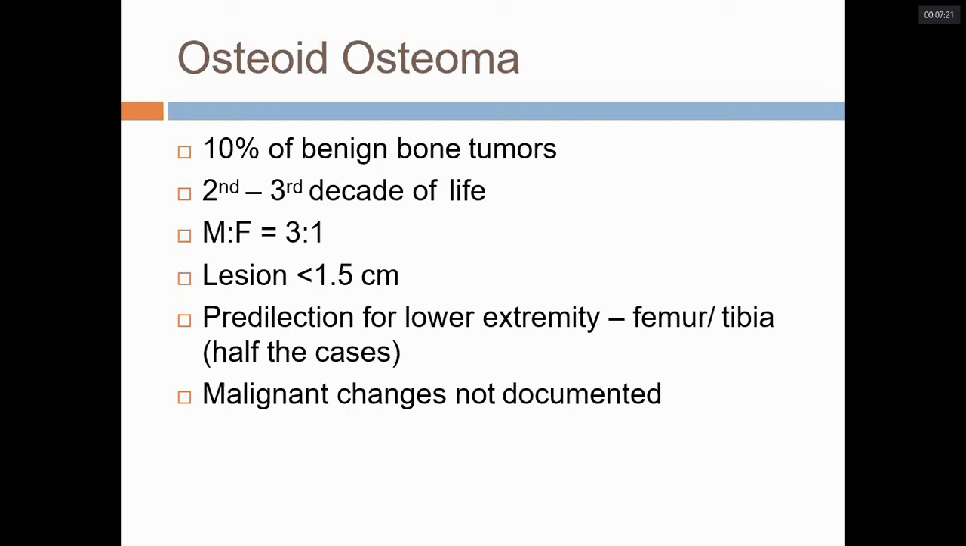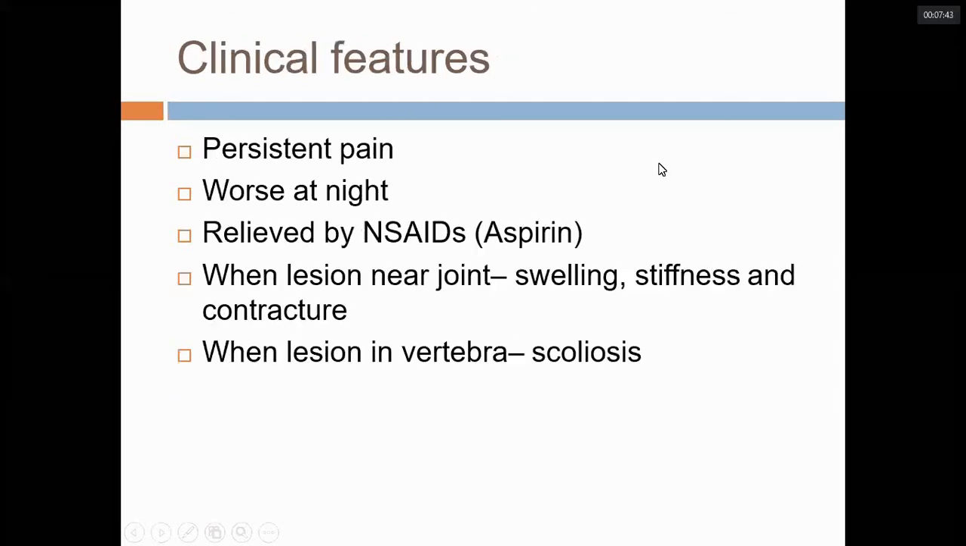There is male predominance in osteoid osteoma, and the lesions are usually small as compared to osteoblastoma, less than 1.5 centimeters. It has a predilection for lower extremities like the femur and tibia, and malignant changes are not documented. Some osteoid osteomas may regress spontaneously. It has clinical features like persistent pain, especially aggravating at night, and it's relieved by NSAIDs.